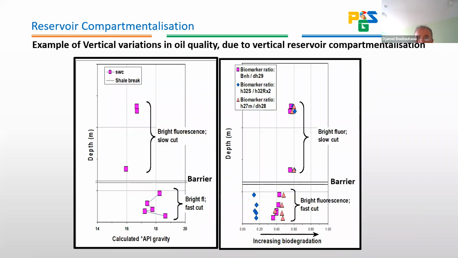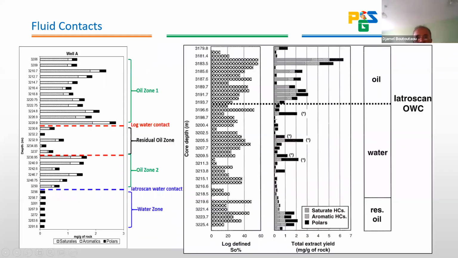So this is laterally. Vertically, you can have the same thing. You have a barrier here, with samples from the top reservoir and samples from the one below. You can do some geochemistry, like in this case API gravity, and in this case biodegradation. So you see the differences between the two compartments, that there is a barrier and no connection between the reservoirs.